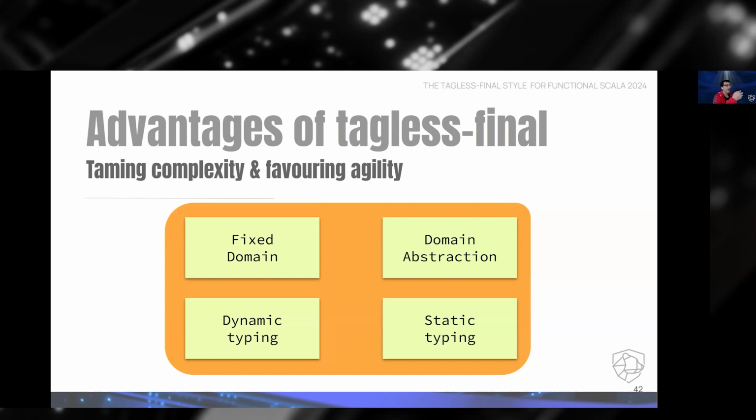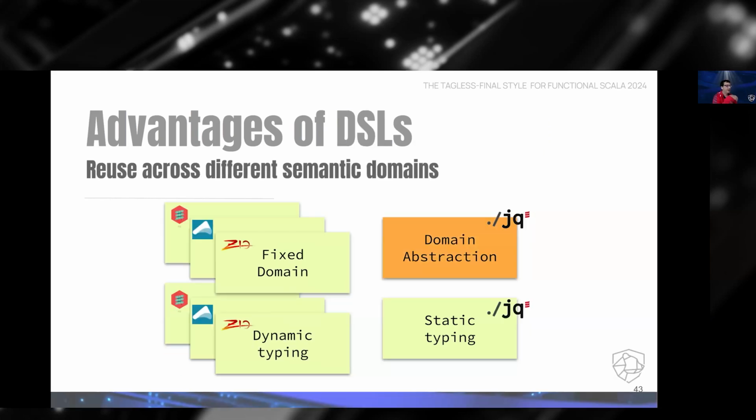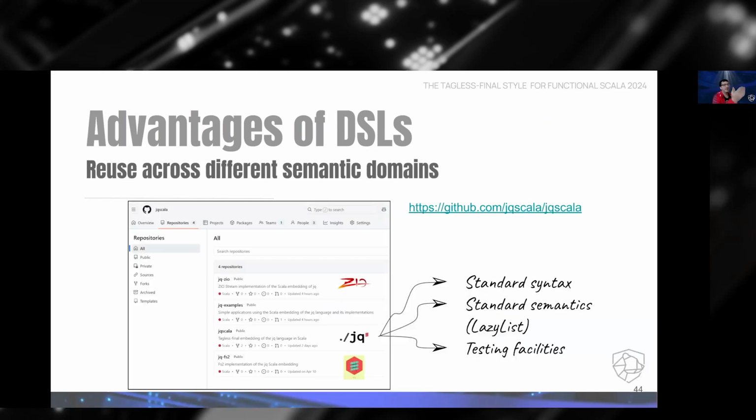Okay. Of course, implementing a JQ type class and abstracting from particular domains can provide us a lot of reuse. We can reuse the standard syntax. We can reuse the standard semantics implemented in terms of lazy lists or iterators. Okay, we can reuse testing facilities and so forth. We already did this for the JQ embedding. You can find the implementation of this presentation in the GitHub repositories of the JQ Scala organization.